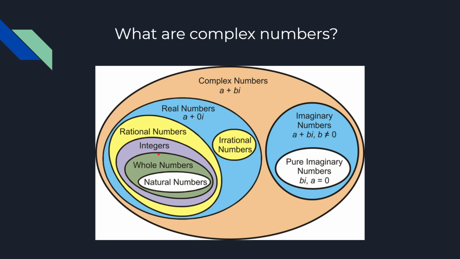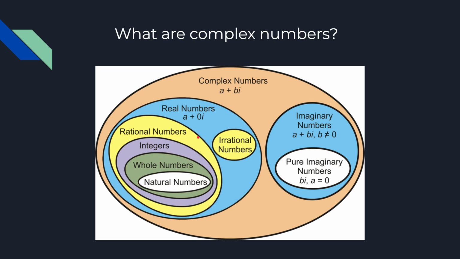Now integers are negative numbers, 0, and positive numbers. So the range is from negative infinity to positive infinity, but it's still in units of 1. So you get -1, -2, -3, or 0, 1, 2, 3, 4. And it continues on for positive and negative infinity.